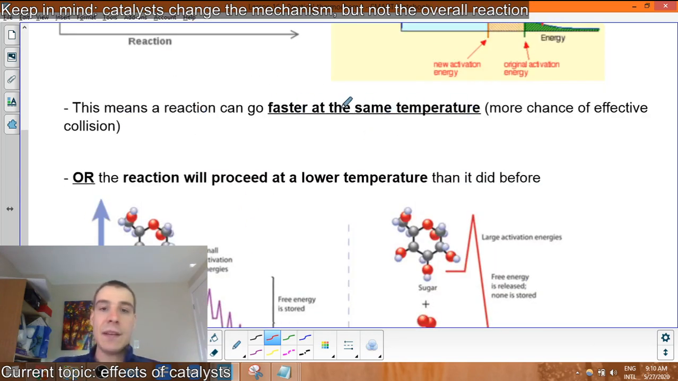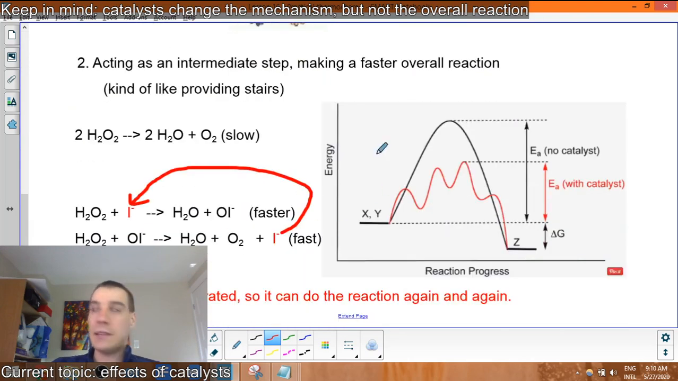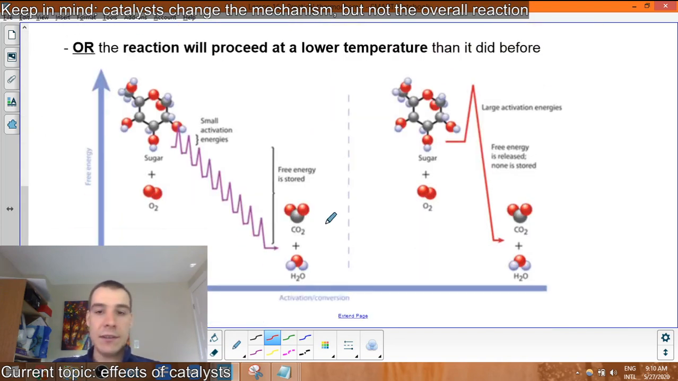You can imagine both of these are useful for industry. You can make things go faster at the same temperature, or you can have a reaction at a lower temperature, so it can be safer if you're doing it industrially. You can make it faster and safer. Win-win. And the catalyst gets regenerated. We talked about how the catalyst gets regenerated, so you don't even have to add more catalyst. You just use it forever. So yeah, catalysts in general are very, very good.